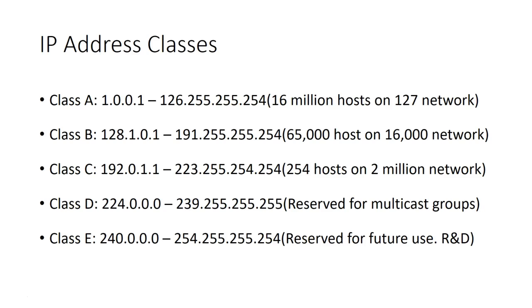Class D IP addresses are reserved for multicast groups, so they send out a multicast broadcast address on the network that goes to all of the devices on the network. Class E is reserved for future use. They're using it for research and development at the time being.